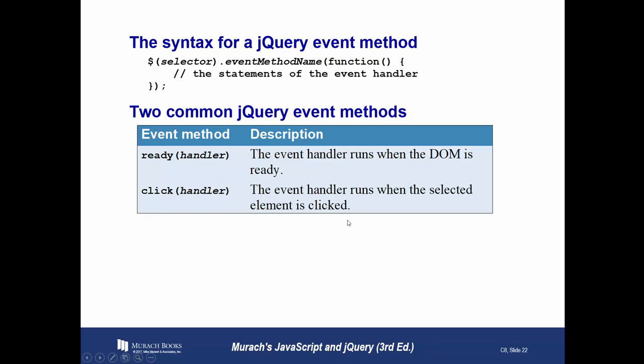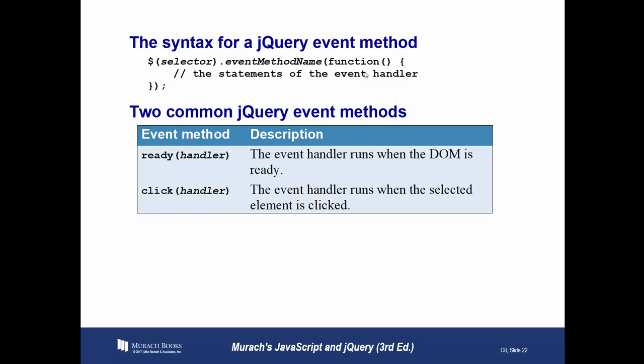To code a jQuery event handler, again, you code the selector, the dot, the name of the event method, and an anonymous function. You already know what an anonymous function is. We talked about it earlier. It's an unnamed function. All right. Ready is the event handler that runs when the DOM or document object model is ready. Click is the event handler that runs when the selected element is clicked.